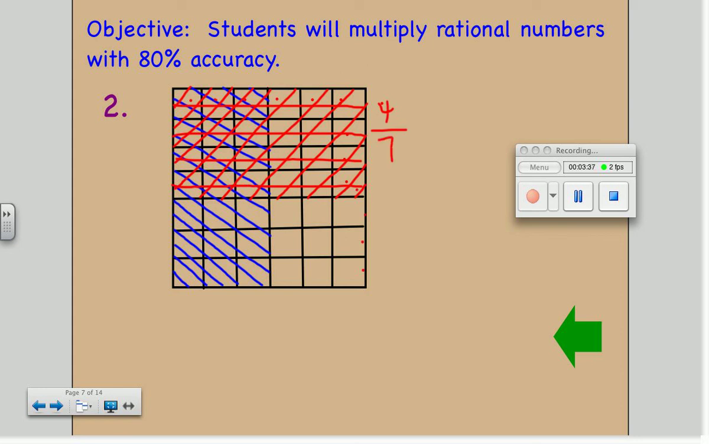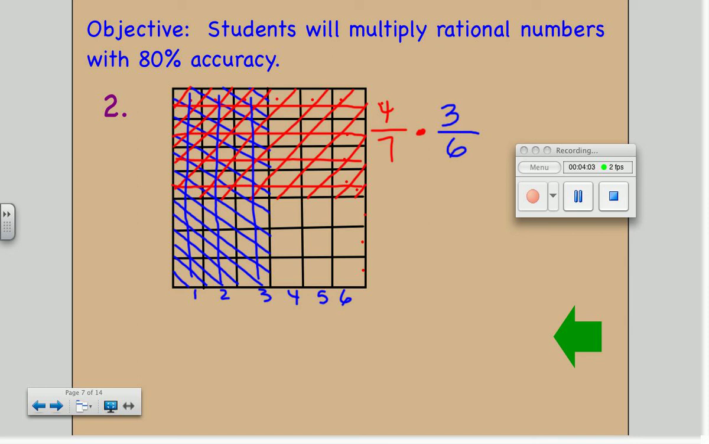7 rows. Times, how many are blue now? I'm going to count the number that are blue. 1 is blue, 2 is blue, 3 is blue. 3 out of how many? 3, let's see, this is 1, 2, 3, 4, 5, 6 columns. Out of 6 columns. Okay?